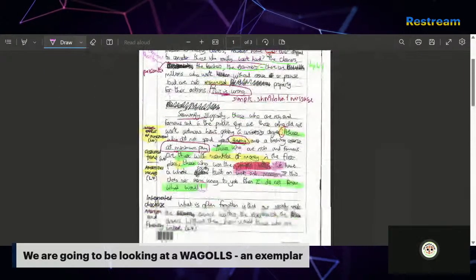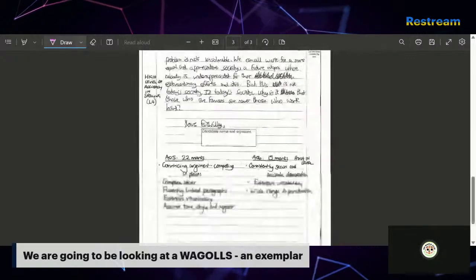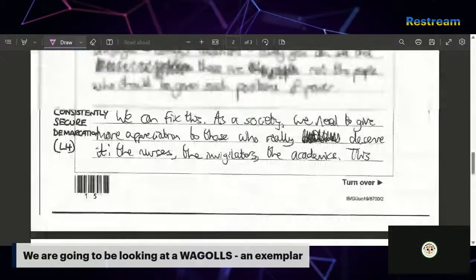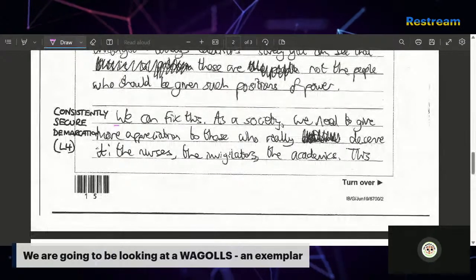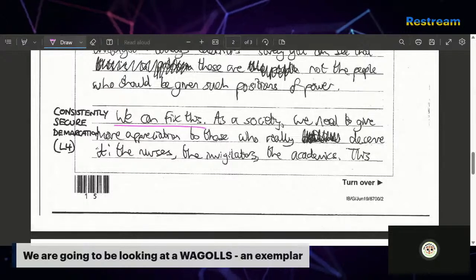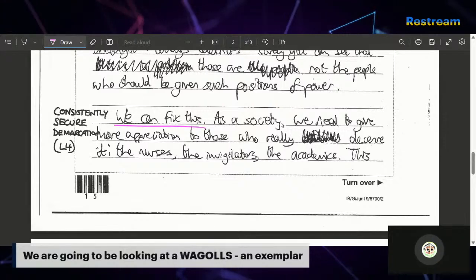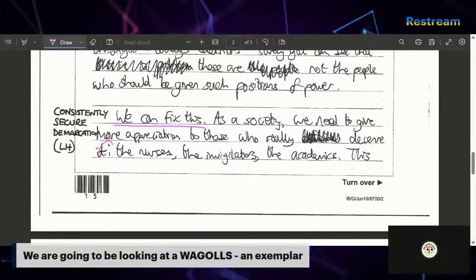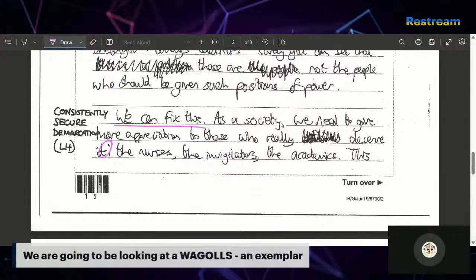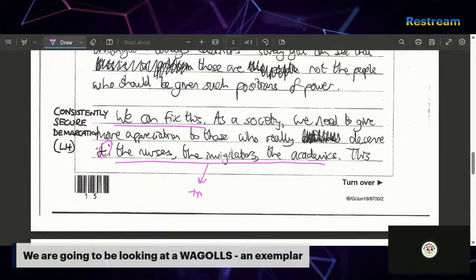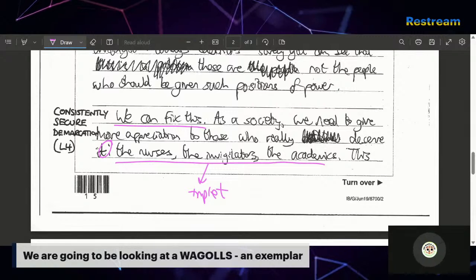Now let's just skip back to the final paragraph here. So we see, we can fix this. So that's a really good way to start off the conclusion. We can fix this. As a society, we need to give more appreciation to those who really deserve it. Semicolon. The nurses, the invigilators, the academics. So again, we have a triplet used here. So we notice the cyclical nature because earlier on a triplet was used and now we're seeing it being used again.